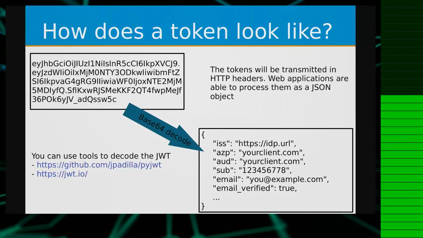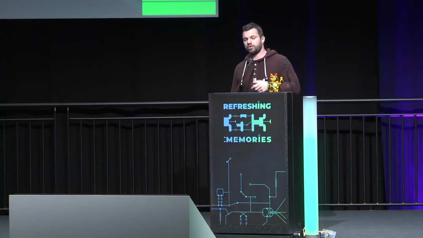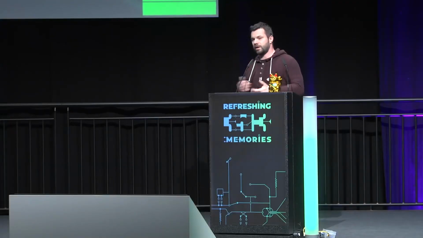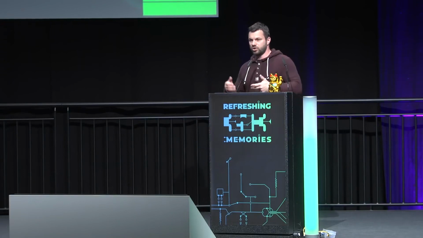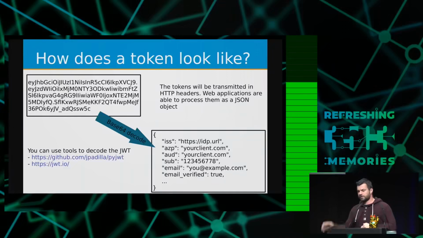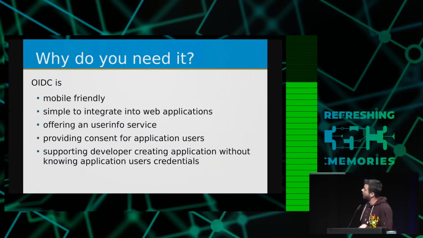Usually these tokens are transmitted using HTTP and encoded using base 64. If you would like to decode that, you can do it online or using some libraries. And at the end of the day, you will receive some kind of JSON, which a normal web application is able to parse. And then you are able to fetch, let's say, email or whatever information you need for your application. That's more or less what that token is about.